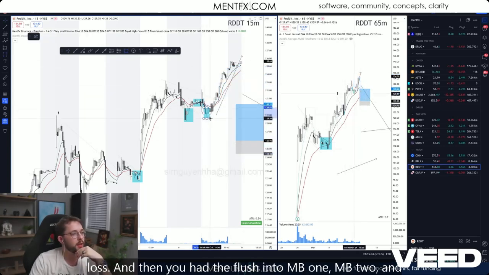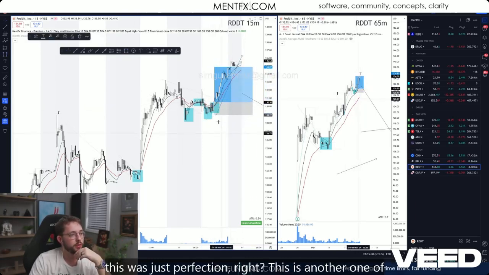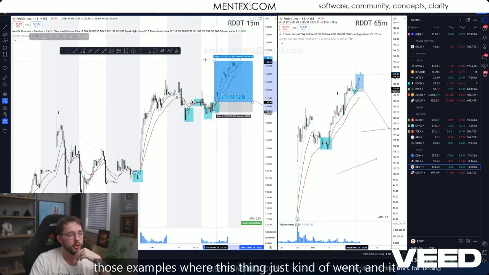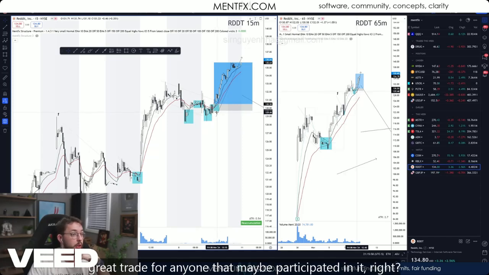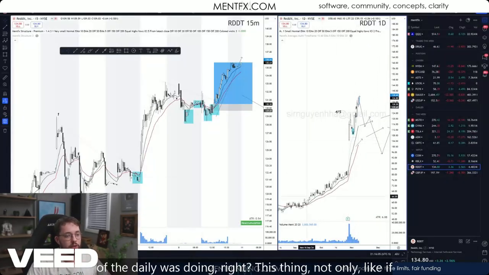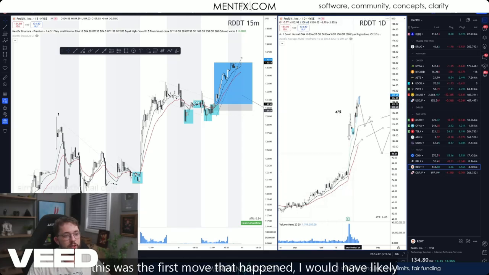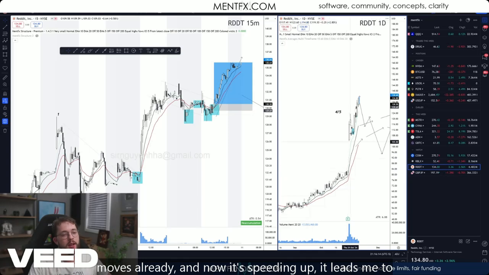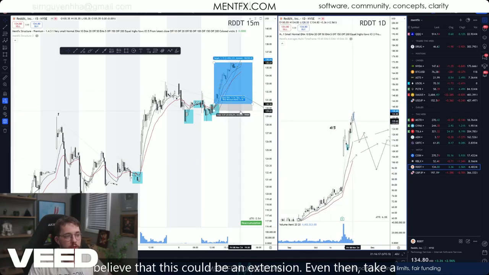But this could have also just been a loss. And then you had the flush into MB1, MB2, and this was just perfection, right? This is another one of those examples where this thing just kind of went, and it was really, really nice, right? And this would have been a great trade for anyone that maybe participated in it. But again, I skipped out on these just because of what the daily was doing. If this was the first move that happened, I would have likely traded this, but because this has happened and it had so many moves already, and now it's speeding up, it leads me to believe that this could be an extension.